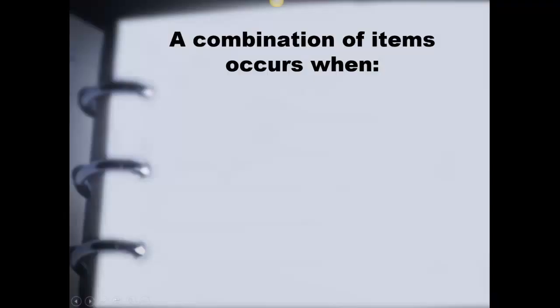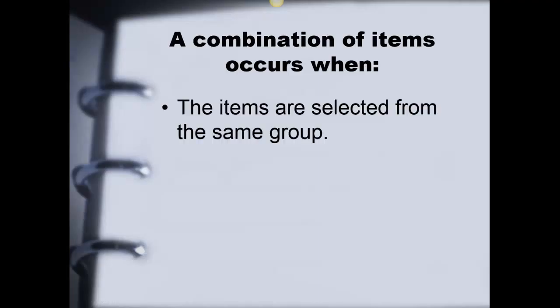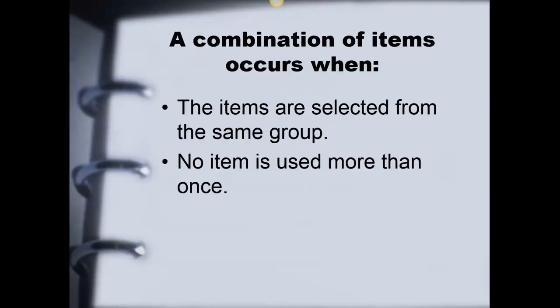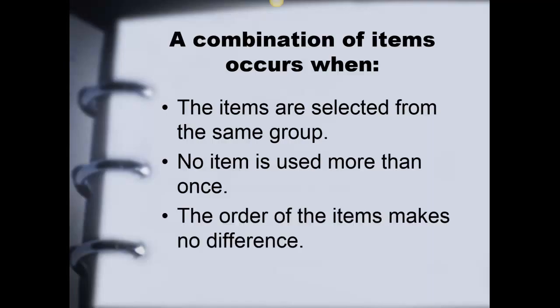So a combination of items occurs when the items are selected from the same group, no item is used more than once, and the order of the items makes no difference. So let's look at those three bullets again. A combination of items occurs when the items are selected from the same group. No item is used more than once, and the order of the items makes no difference.